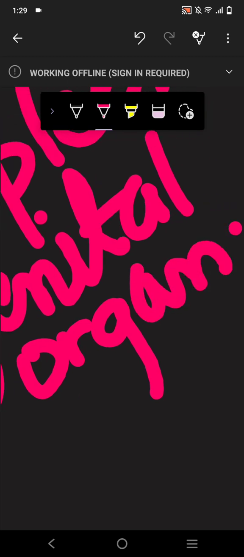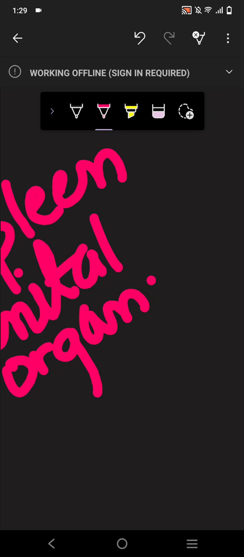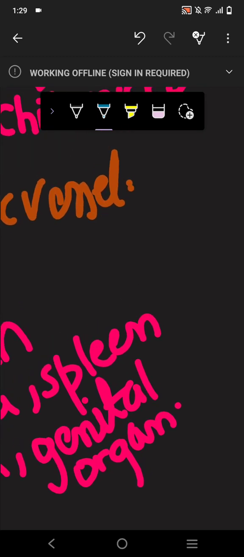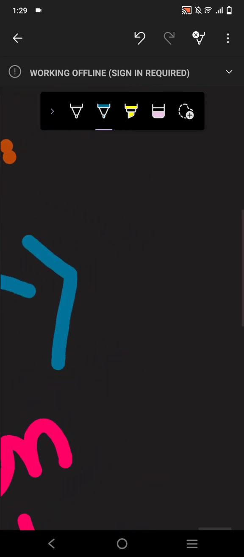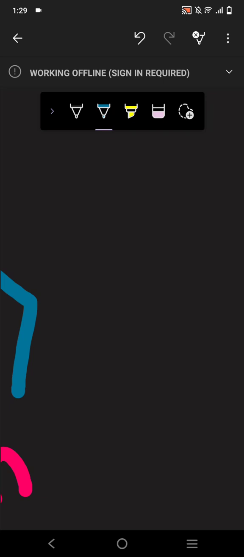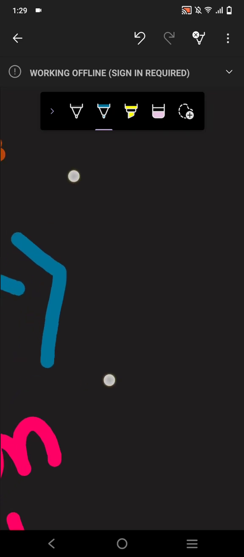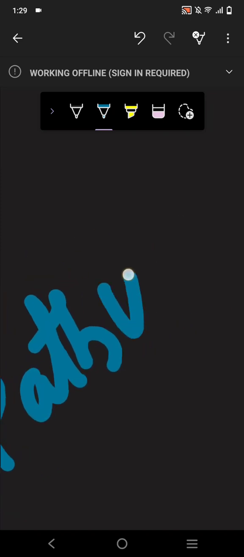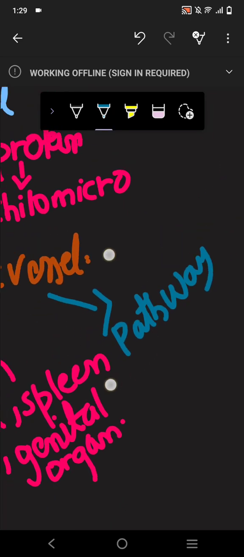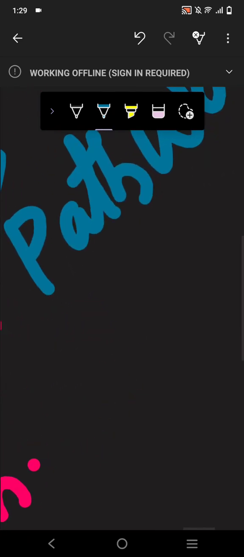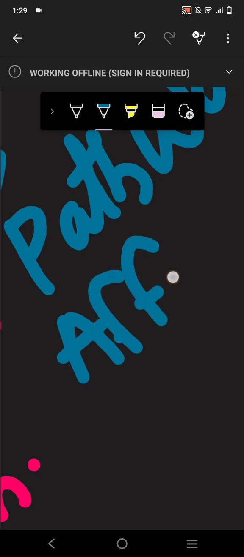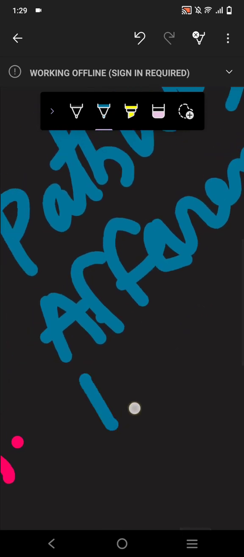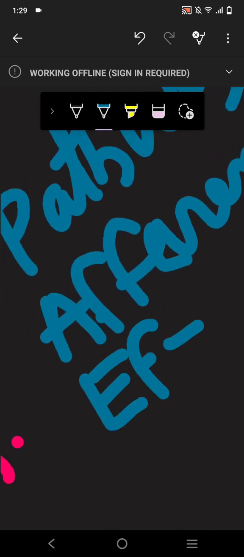Now we are moving towards our lymphatic vessels. This is the pathway of the lymph and the lymph node. It is basically the pathway. The lymphatic vessels are divided into afferent and efferent.